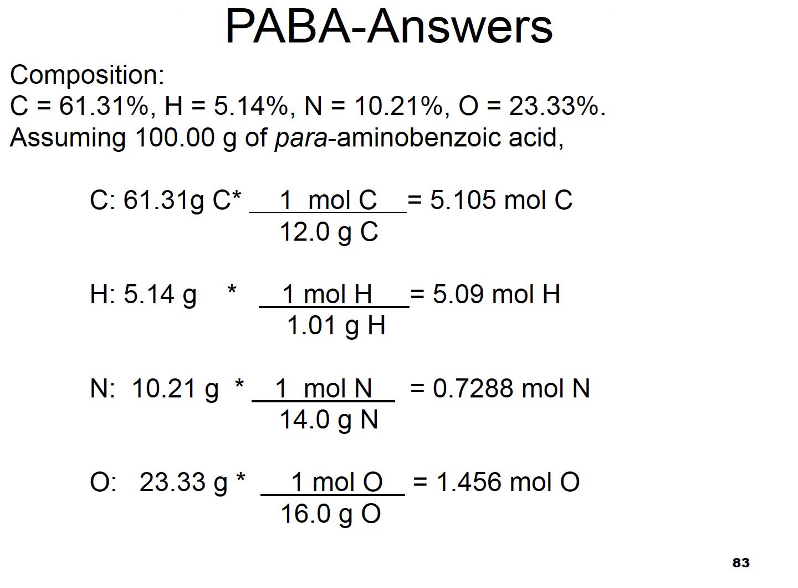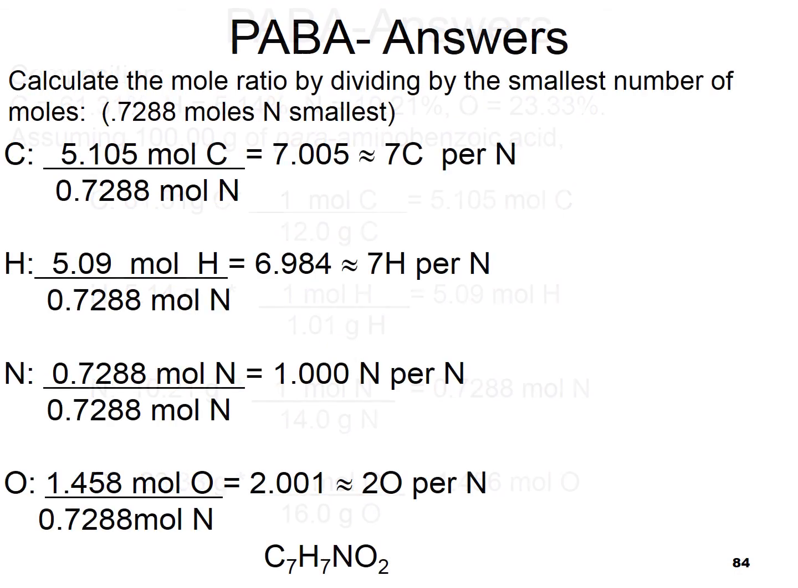Now, what we're going to say is that our nitrogen moles are the fewest, so we're going to determine our ratios according to nitrogen. So when we look at the ratios, we see about 7 carbons per nitrogen, about 7 hydrogens per nitrogen, 1 nitrogen per nitrogen, of course. You don't really need to make that calculation, although it's typically shown in most textbooks. And 2 oxygens per nitrogen, which gives us a formula going left to right across the periodic table of C7H7NO2.